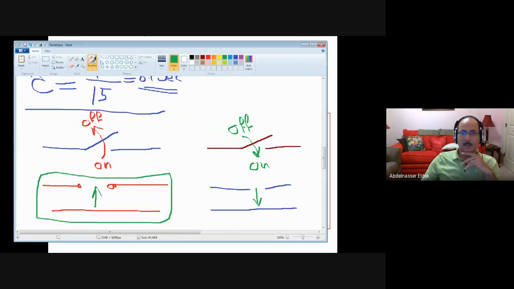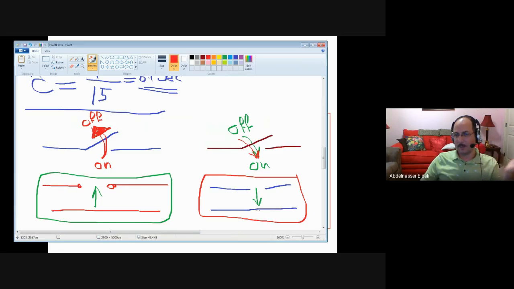But for the other one, look at the arrow. The direction of the arrow is moving in this direction. So it was on first, and then after that will be off. But for the other one, this one, look at the direction of the arrow. The switch was off, and it will be on. Off means open or disconnected, and on means connected. So this is the definition of this switch.